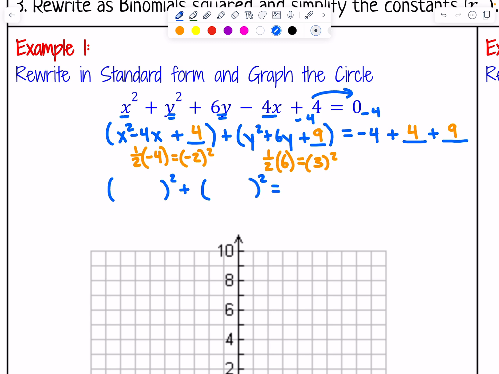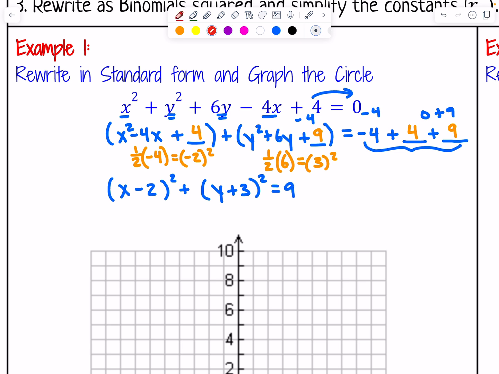So to rewrite it, you just want to take x squared minus 4x, and you just want to take half of the -4, so it's x minus 2 squared. Plus y squared plus 6y is going to become y plus 3 squared. And then you want to add up your constant terms to equal the r squared. So -4 plus 4 would just give us 0, and then 0 plus 9 will just give us 9.